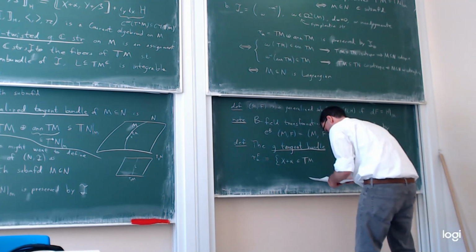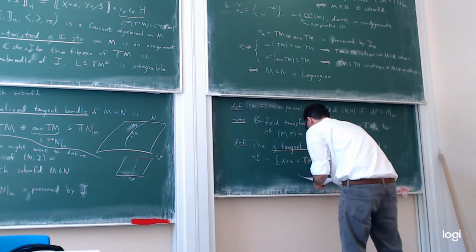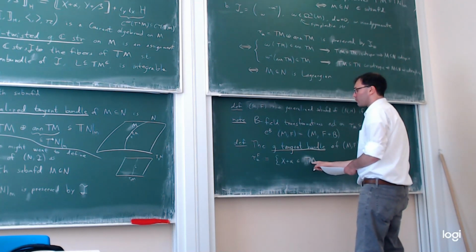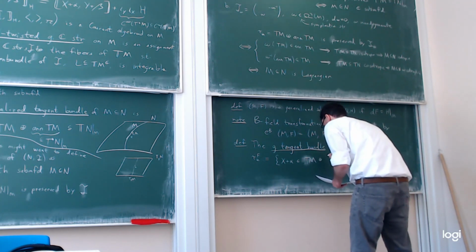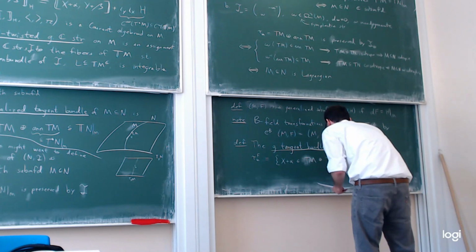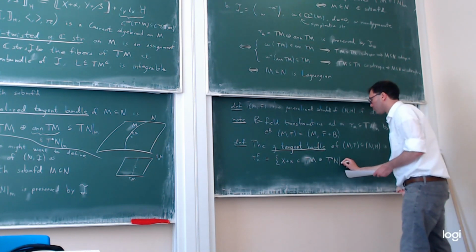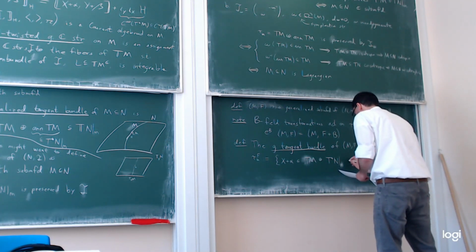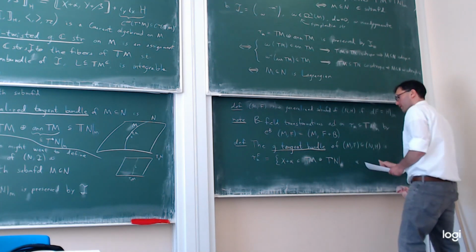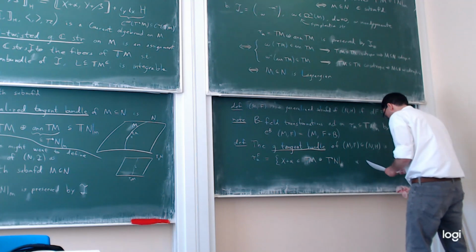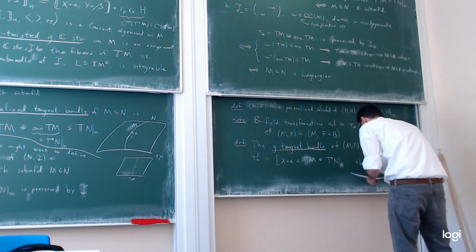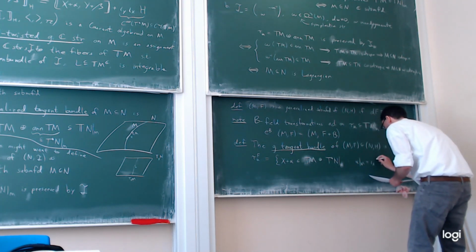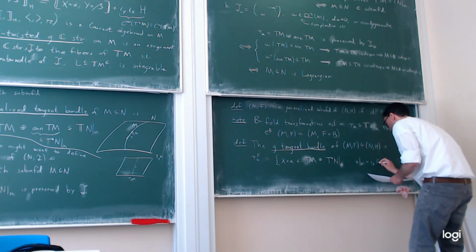So this is specifically in the direct sum of the tangent fiber to the submanifold M, with the cotangent fiber to the ambient manifold restricted to the submanifold M, such that the restriction of alpha to M is equal to the interior product of X with F.